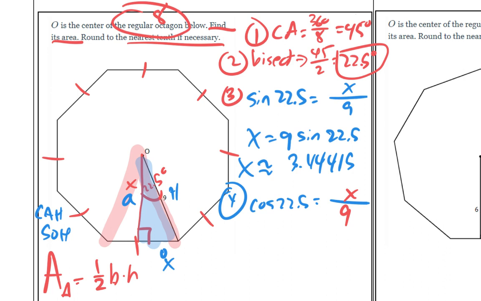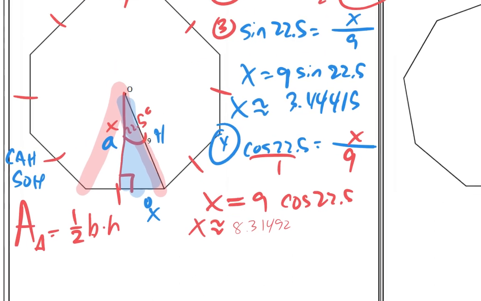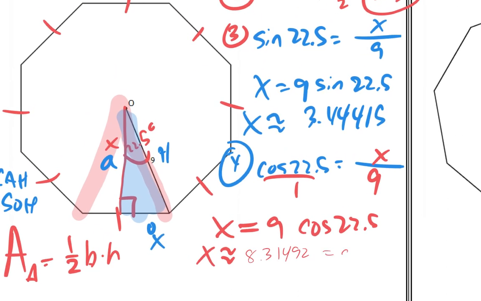Since I have the x on top, that makes it easier. I cross multiply, over 1. So that means x is equal to 9 cosine 22.5, and if we put that in our calculator, that's going to be approximately 8.31492. Okay, so keeping that in mind, that is the same thing as our apothem, right? Okay, so let's keep that in mind.